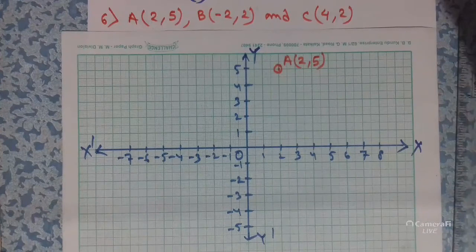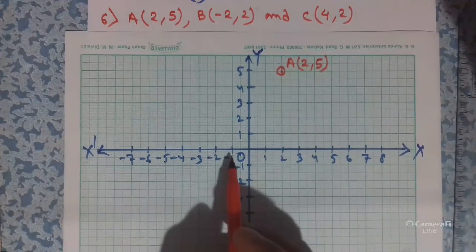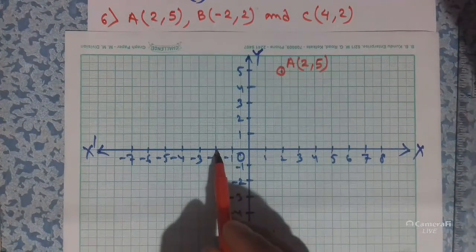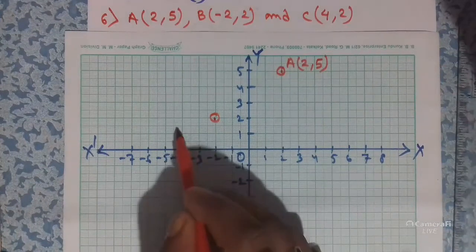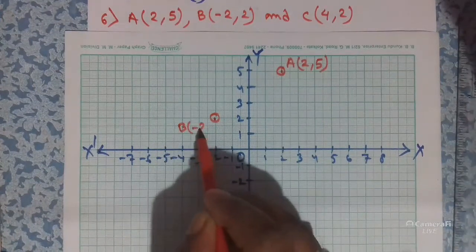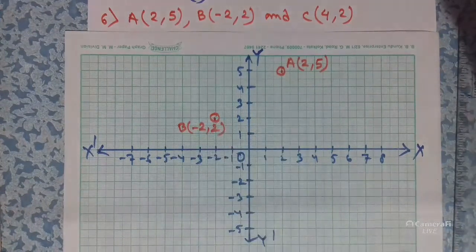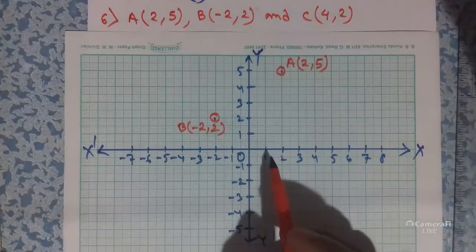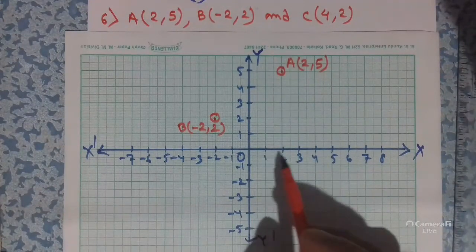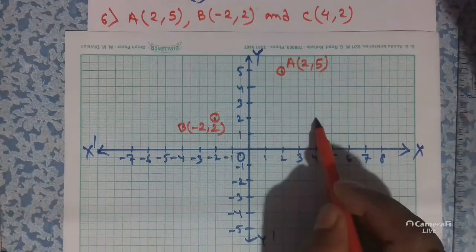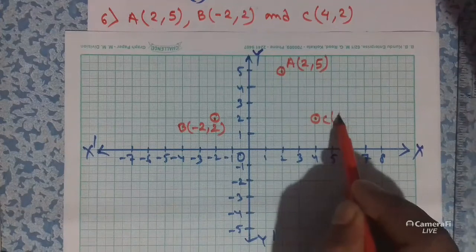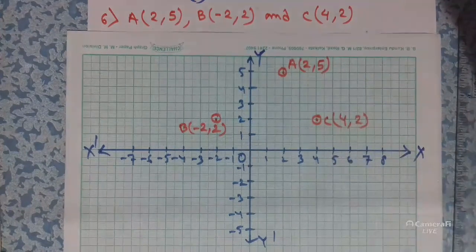Next one is B (-2, 2). So at first we have to move towards left because x is negative. So minus 2 and then 2. 2 is positive. So that means this point is B (-2, 2). And the third one is C (4, 2). So x is 4: 1, 2, 3, 4, and then 2. This one is C (4, 2).